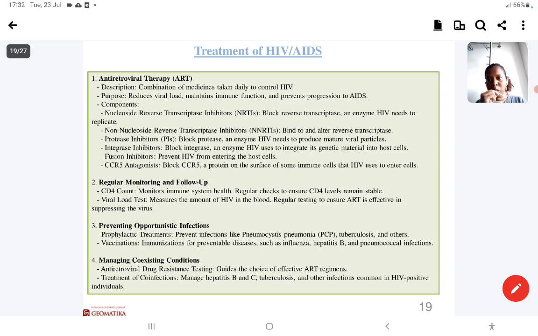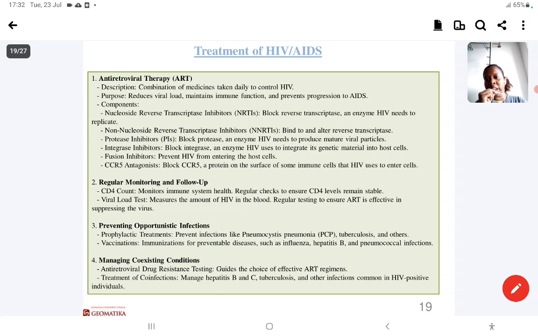The first will be the antiretroviral therapy, ART. Later we will discuss it one by one. Then regular monitoring and follow-up care. Third will be preventing opportunistic infection. And fourth will be managing coexisting conditions.